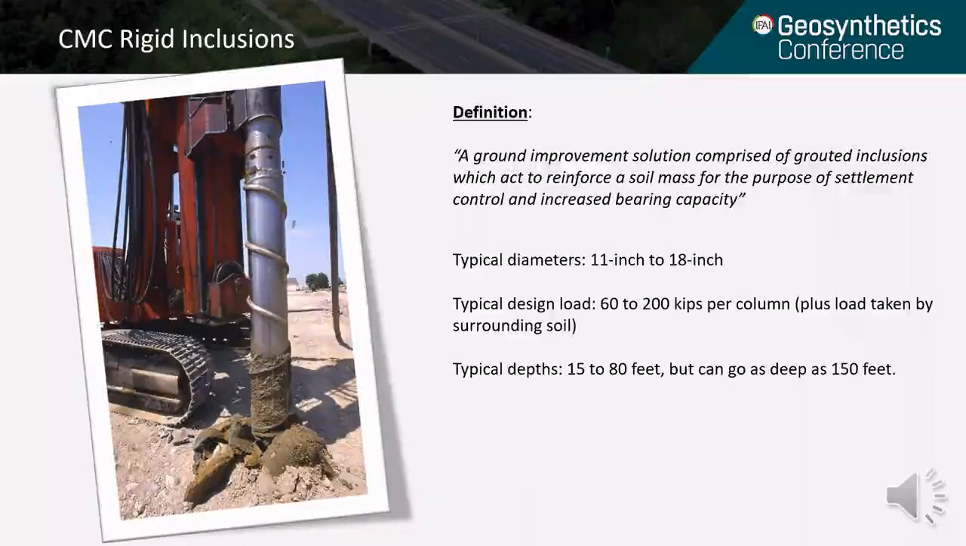The inclusion is installed through soft soil into a deeper bearing layer to attract a high percentage of the overburden load and transfer it below the compressible layer and into more competent layers at depth. The technique was developed in France in the 80s and brought to the US by Menard in the early 2000s under the trademark name Controlled Modulus Columns, also known as a CMC rigid inclusion. Some typical parameters: diameters between a foot and a foot and a half, loads between 60 and 200 kips, and depths as deep as about 150 feet.